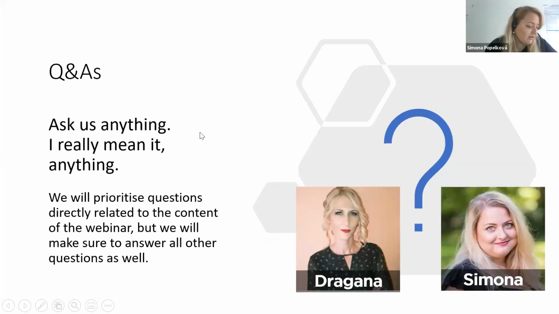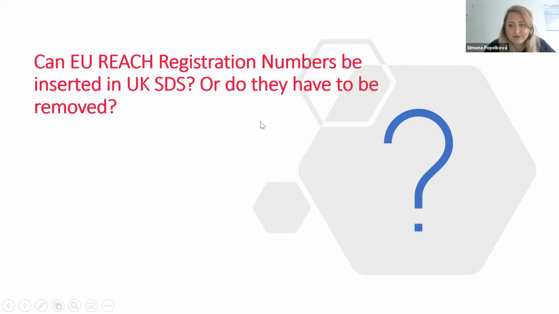Now I will cooperate with Dragana. We will try to answer some questions that you asked during the webinar. So Dragana, can EU REACH registration numbers be inserted in UK SDS, or do they have to be removed? Actually, at this point, they can be. As I said, these safety data sheets that were valid until last year in the EU and UK can also be used by the end of next year.